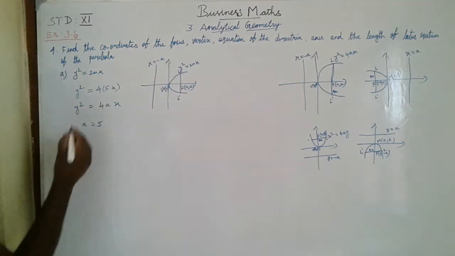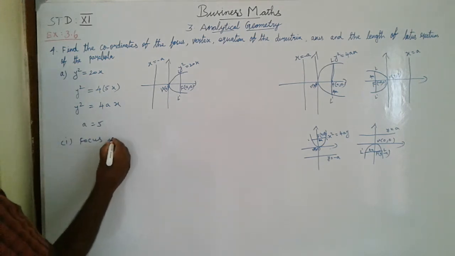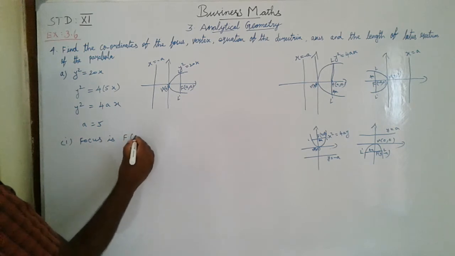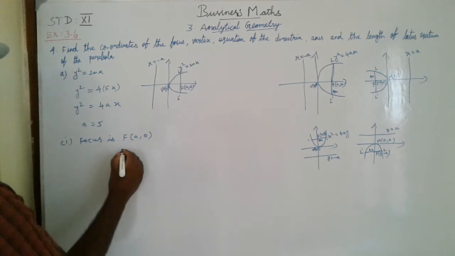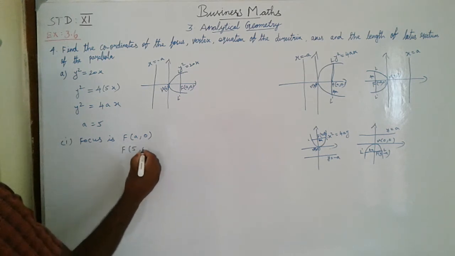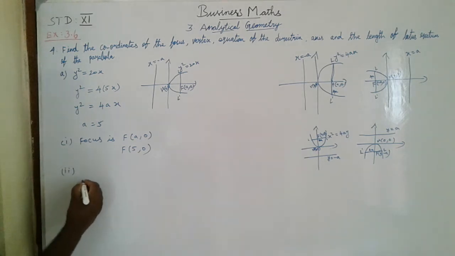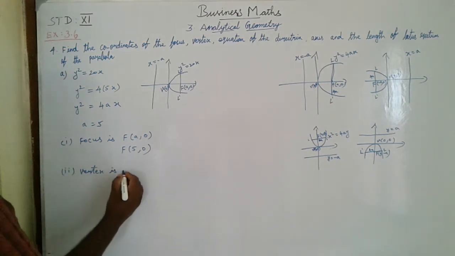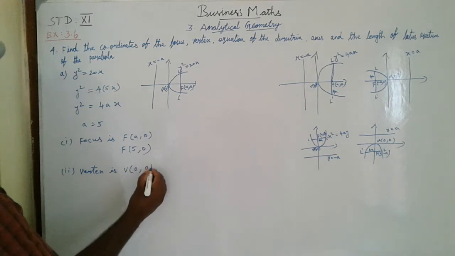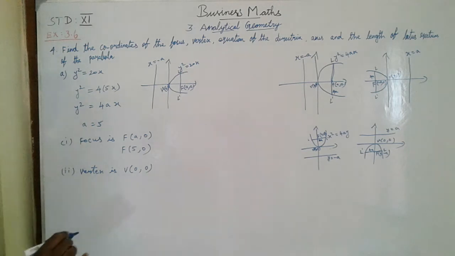First one, focus we should find out. Focus is F of a comma 0. A is 5. So F of 5 comma 0 is the focus. Next, second, we should find out the vertex. Vertex is V of 0 comma 0.